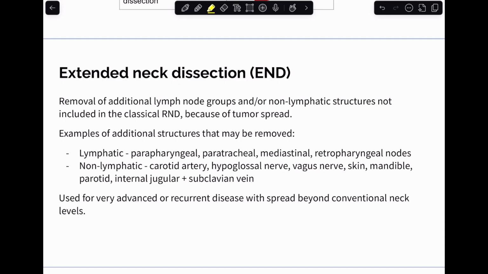Here we are removing additional lymph node groups and/or lymphatic structures which are not included in our classic radical neck dissection because of tumor spread. What could be examples of such structures? Lymphatic structures could involve the parapharyngeal nodes, paratracheal nodes, mediastinal nodes, retropharyngeal nodes. And non-lymphatic structures could involve the carotid artery, hypoglossal nerve, vagus nerve, skin, mandible, parotid, internal jugular, and subclavian vein. This extended neck dissection is usually done for very advanced or recurrent disease only, where the spread has occurred beyond the conventional neck levels. In that case, we'll be doing an extended neck dissection.